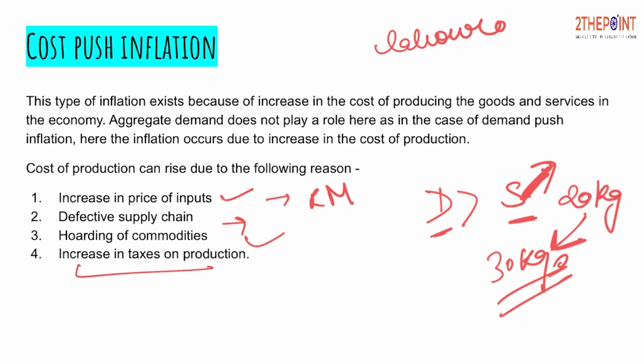Last is the increase in taxes on production. If the government increases the rate of taxes levied on production activities, that would definitely have a bearing on the cost of final goods and services. So that is what cost push inflation is.